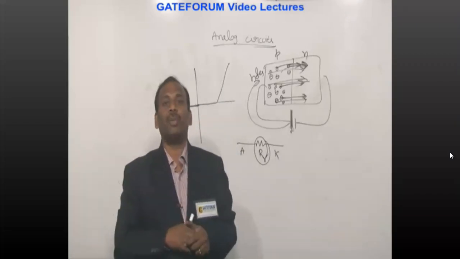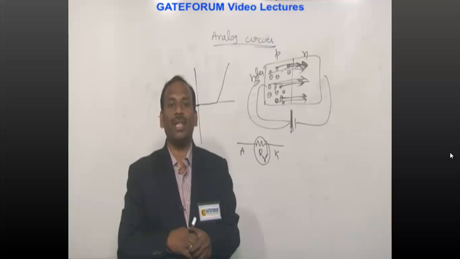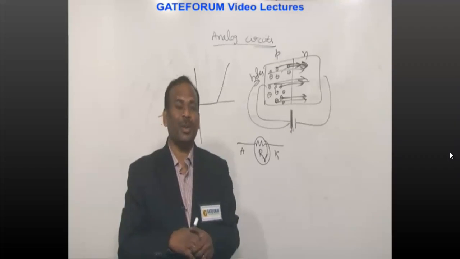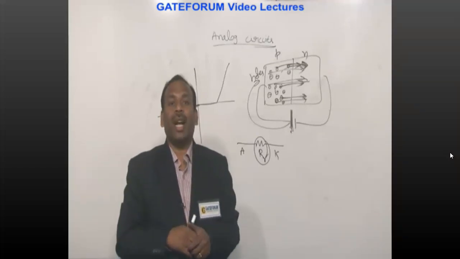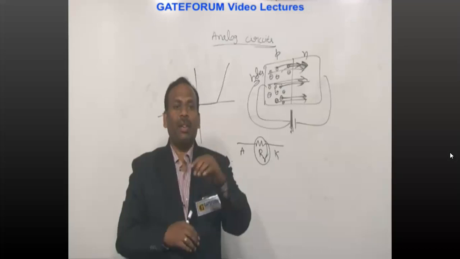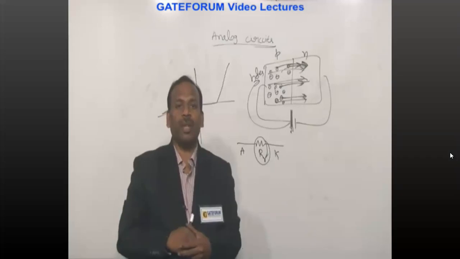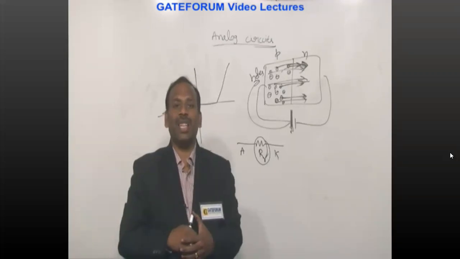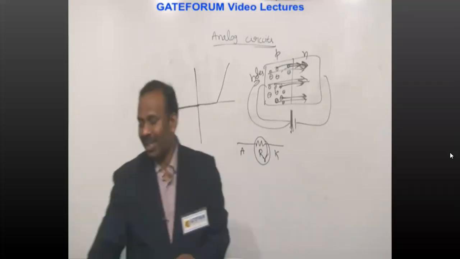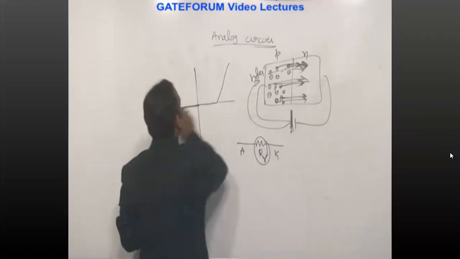Next, Rashi Jain asks: Sir, could you please once again explain the graph of the negative region of a piecewise linear diode? Okay, I'll explain. I'll take the last question first, then go to the previous one. In the previously drawn piecewise linear diode graph, why is the graph linear in the reverse saturation region? Same question, I will repeat it.